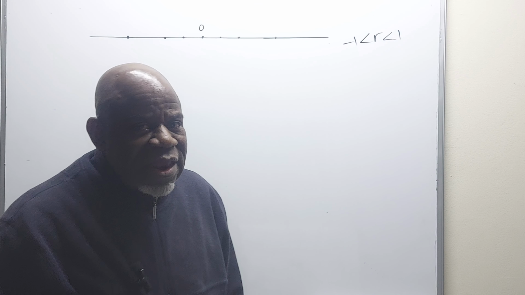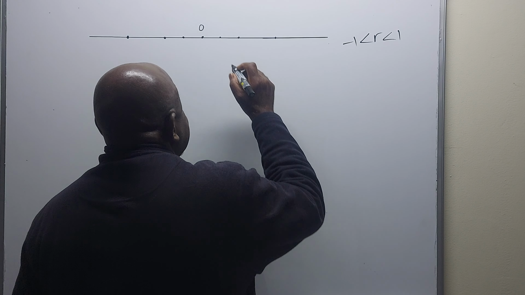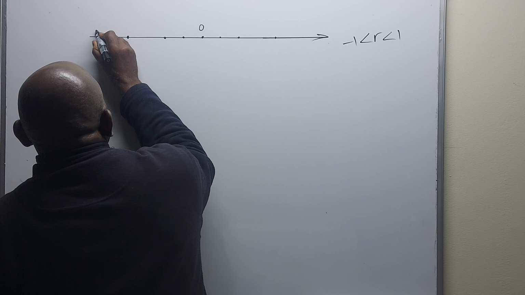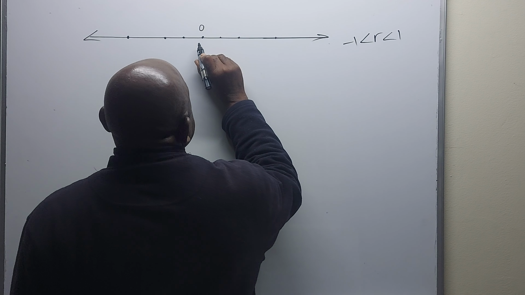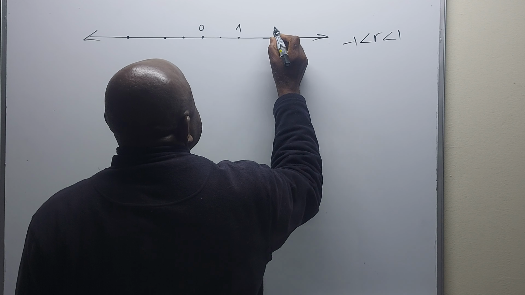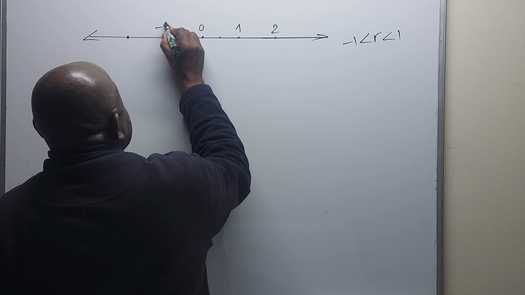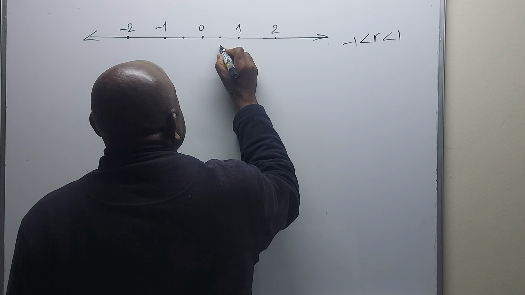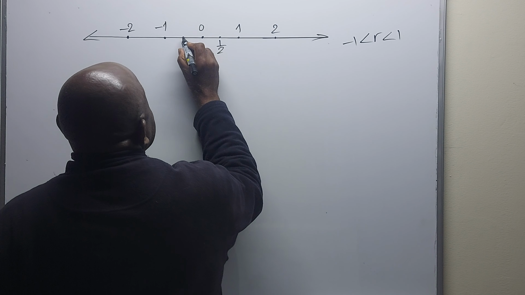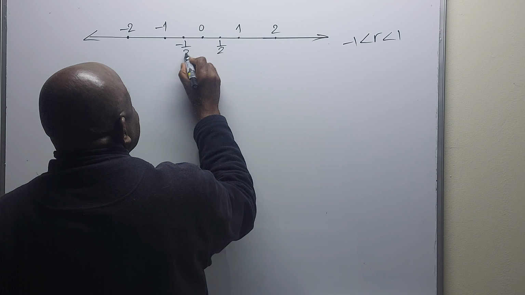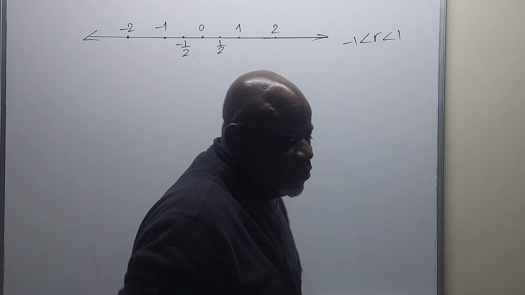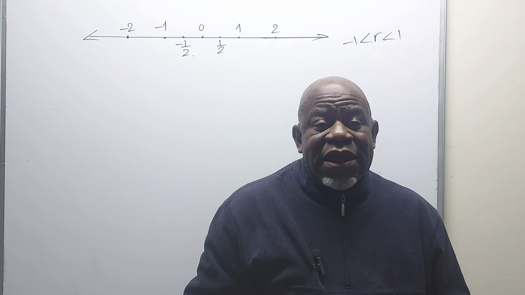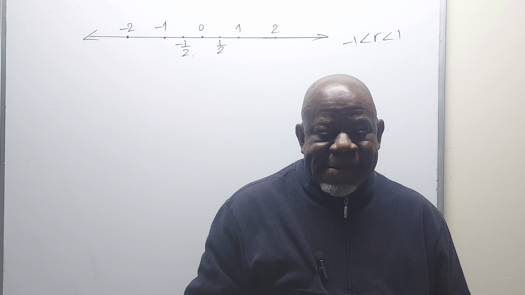So I'll need the number line. As you can see, this is our number line. We're going to consider 0 here. Here it will be 1. Here it's going to be 2, negative 1, and negative 2. Here we'll be having 1 over 2. And the other side, we're going to have minus 1 over 2. So it stands to reason that the number line will make it easier.